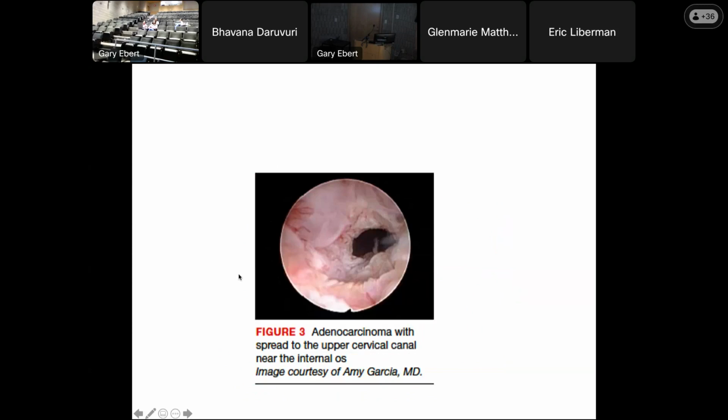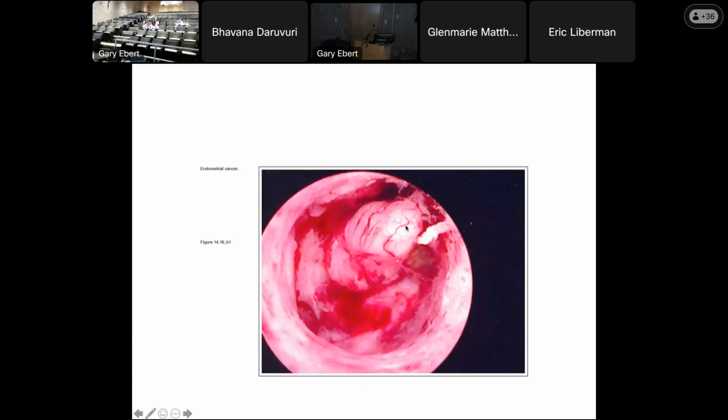Also, you can visualize spread of endometrial cancer to the cervix. There were studies that showed that by seeing it in the cervical canal, you're able to differentiate whether or not it has spread. Just another picture of the atypical vessels and endometrial cancer.